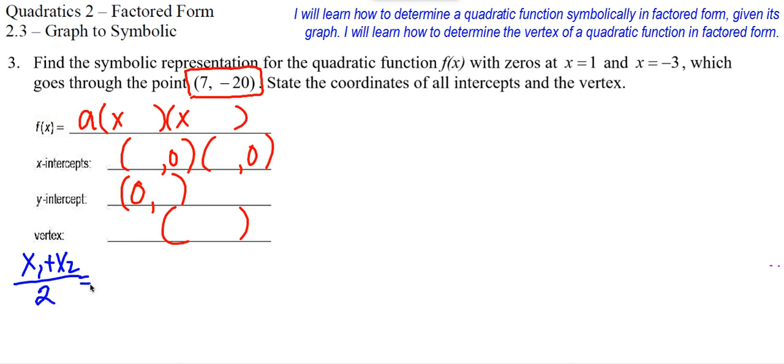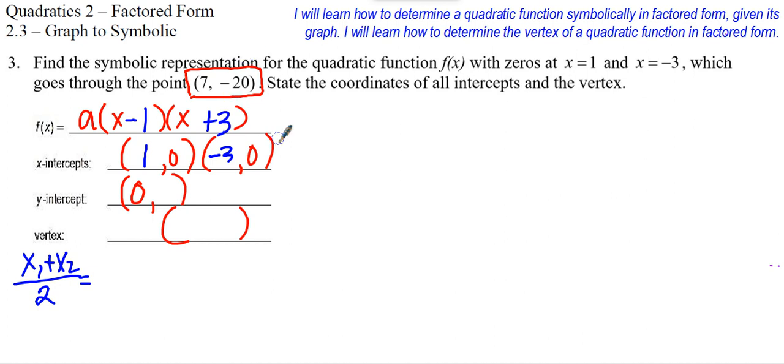Okay, let's plug in stuff. My x's are 1 and negative 3, so I have (1, 0) and (negative 3, 0). That's kind of a done deal already. In factored form, the positive 1 becomes x minus 1, because x minus 1 equals 0 will give you 1. And this negative 3 becomes a positive 3 in the factored form.